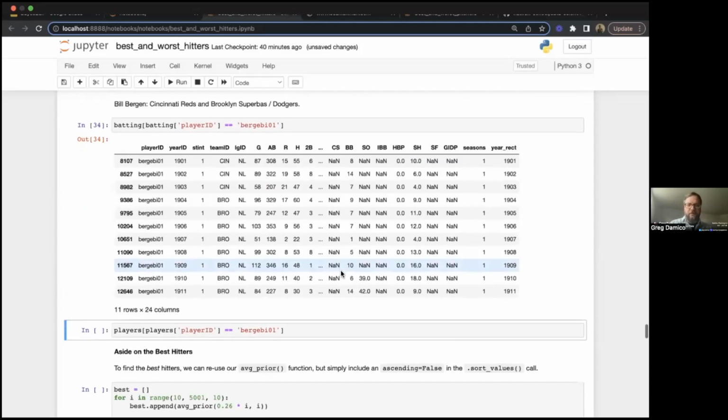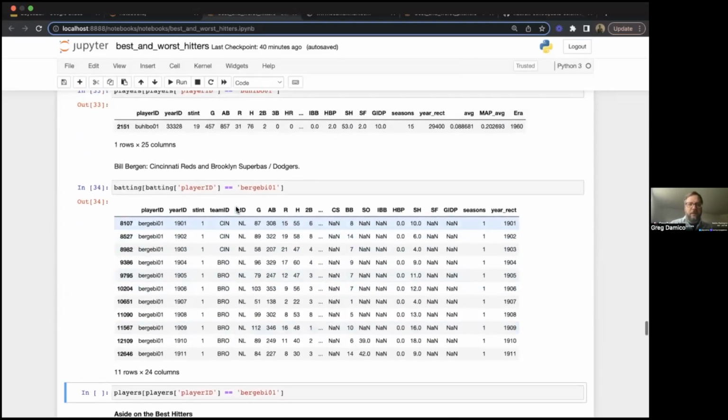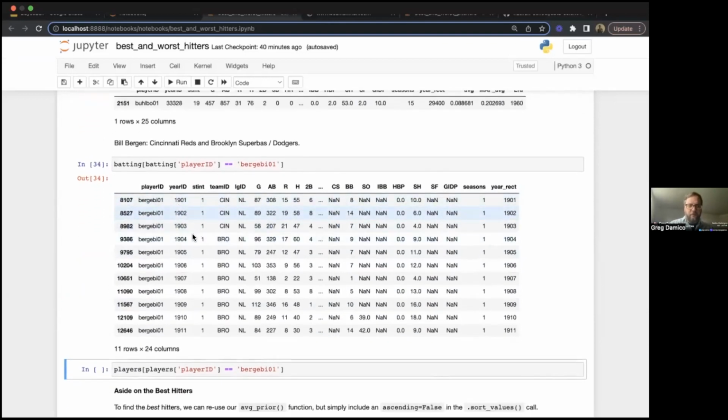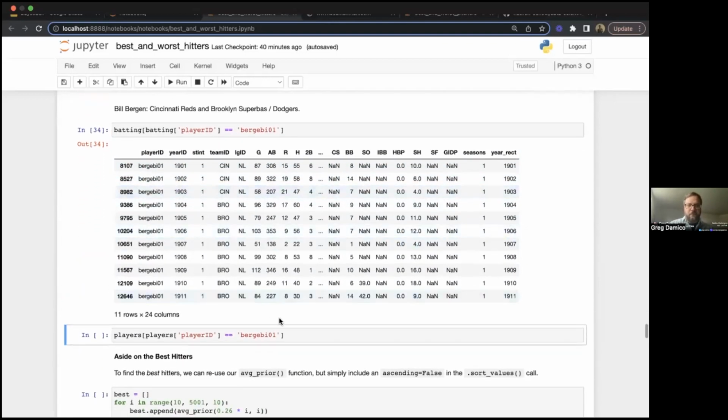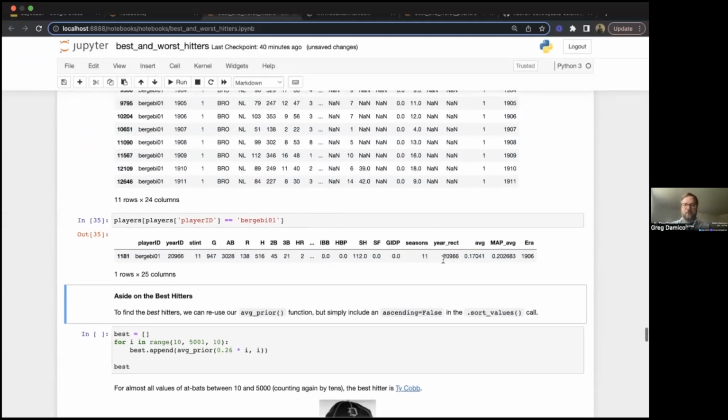Here's Bill Bergen. Okay. Played for my beloved Cincinnati Reds for a few years back in the early part of the century. And career totals for Bill Bergen, 500 hits, 3,000 at-bats. Okay. Actual batting average career of 170, but by our adjusted calculation, 203.